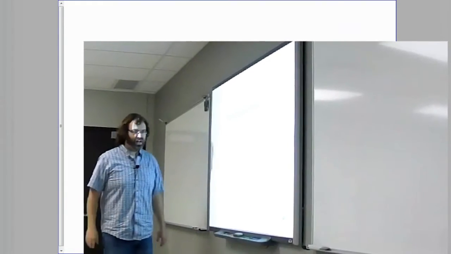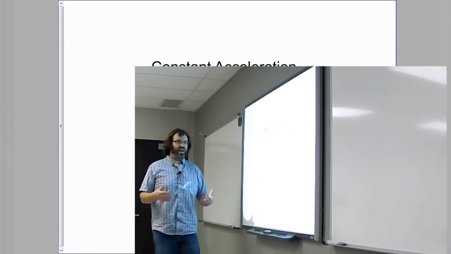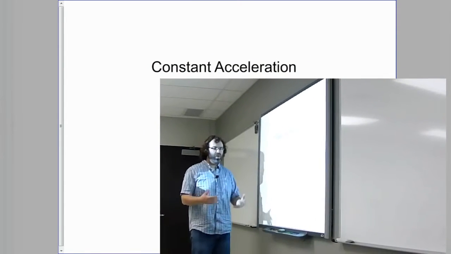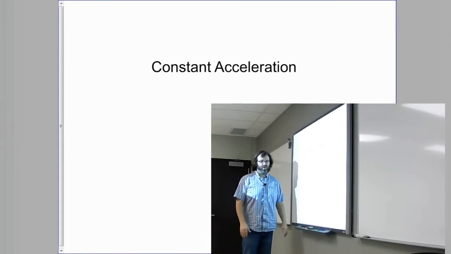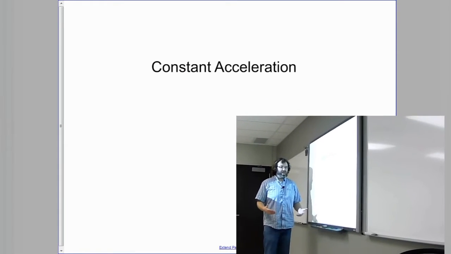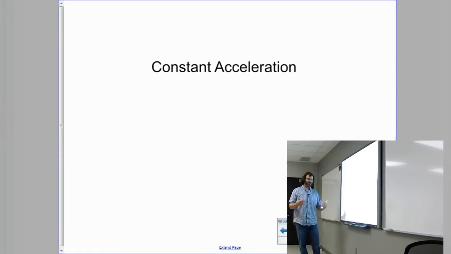In our previous units or lessons, we've been talking about objects that have constant velocity. But we know that all objects do not move with constant velocity. They're not always moving the same speed throughout their whole motion. We know that things do speed up and slow down. And that's where we get into the term of acceleration.